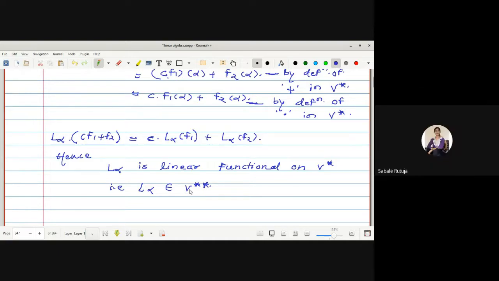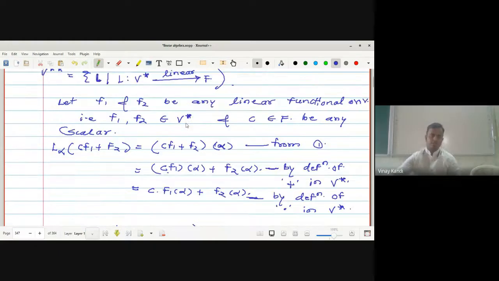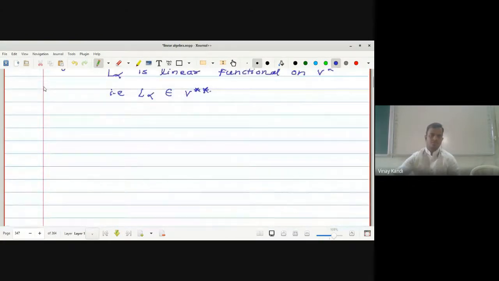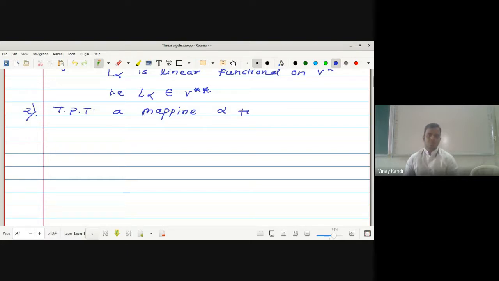No, sir. Now in the second step, this one was step number 1. Step number 2 now: to prove that the mapping alpha to L alpha is an isomorphism.